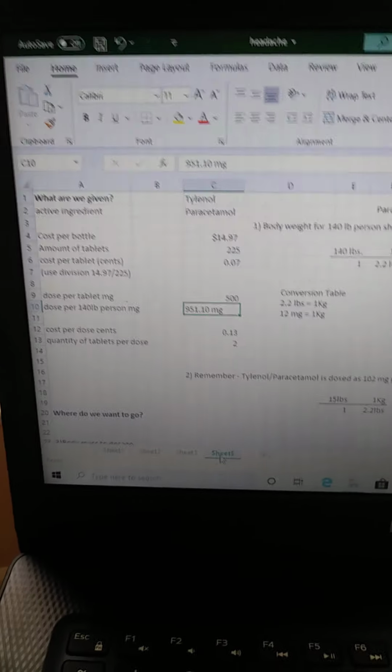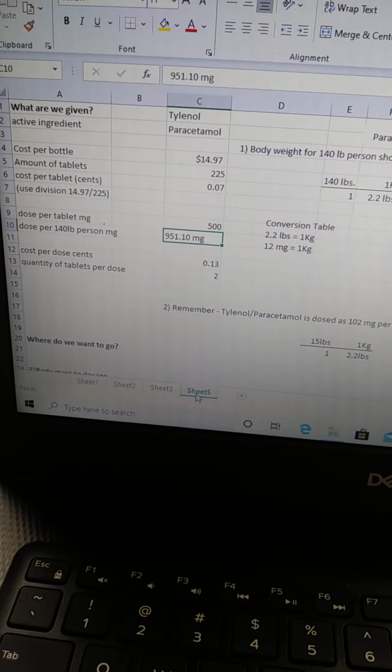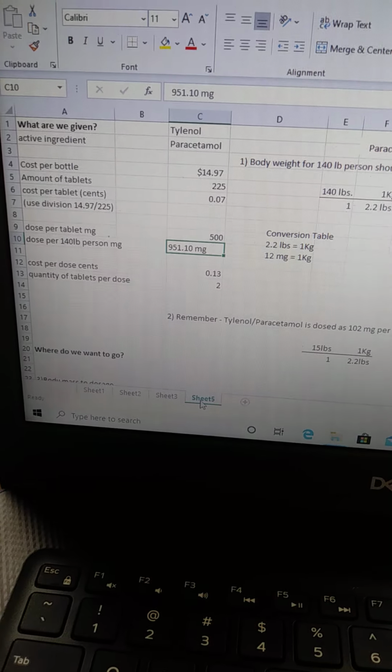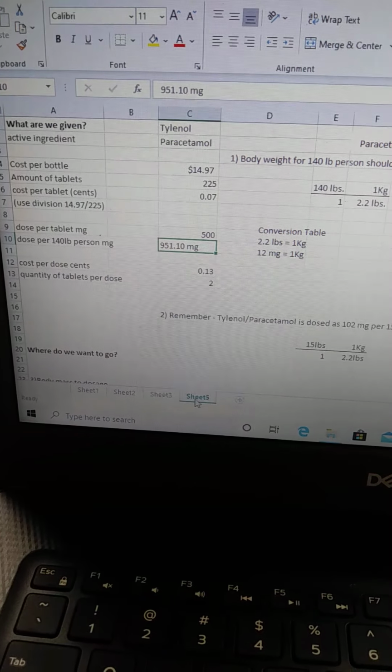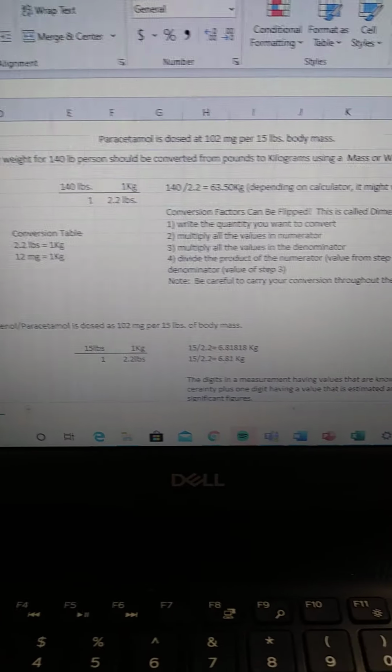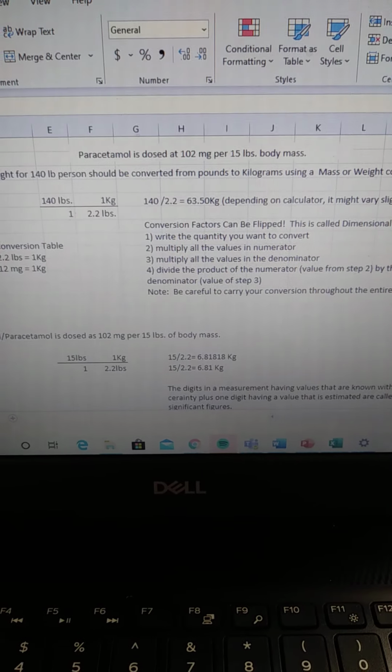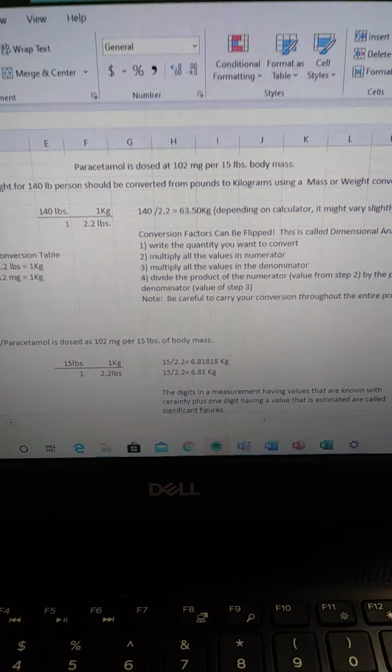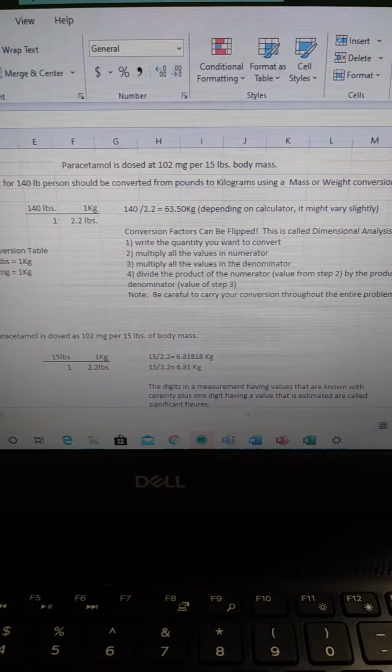My final comparison in this problem is Tylenol. The active ingredient in Tylenol, I think, is pronounced paracetamol. Paracetamol is dosed at 102 milligrams per 15 pounds of body mass. So again, I use my dimensional analysis. I have my body weight. I have my conversion table.